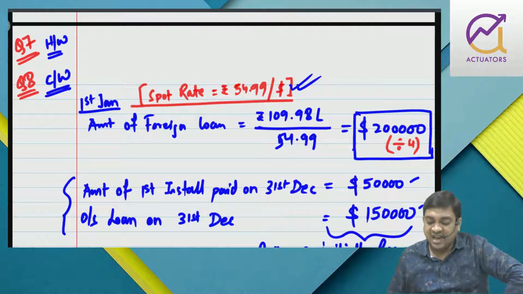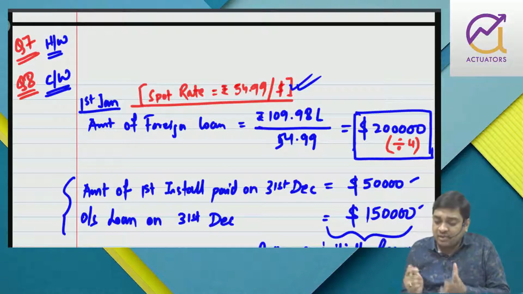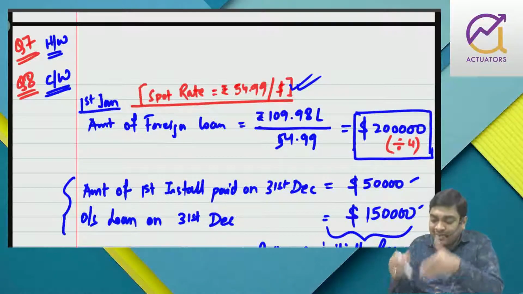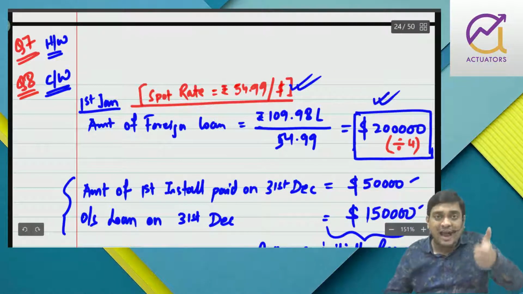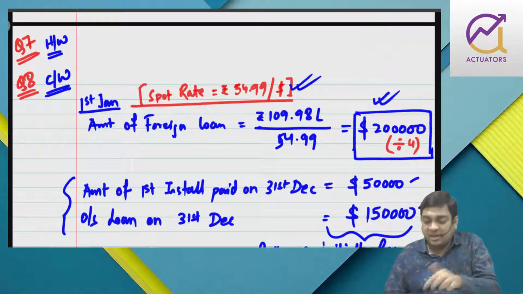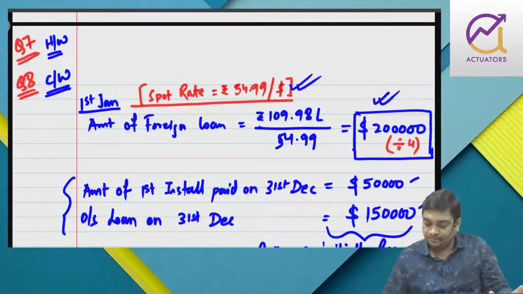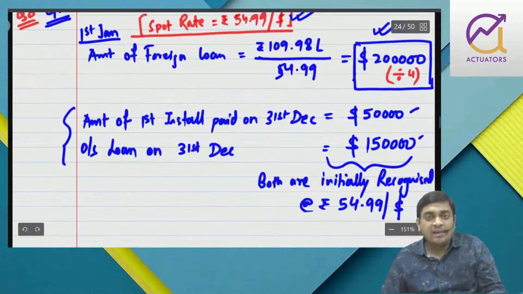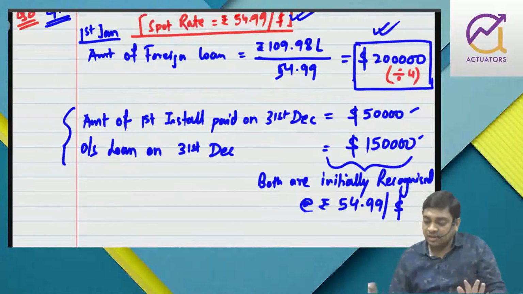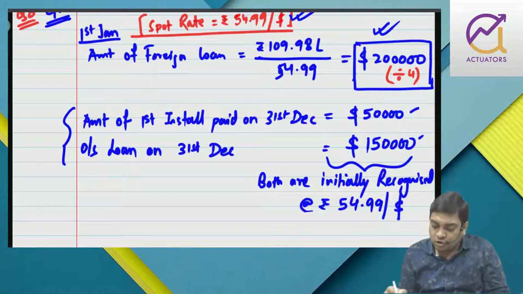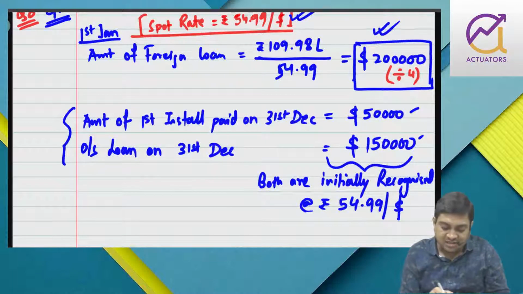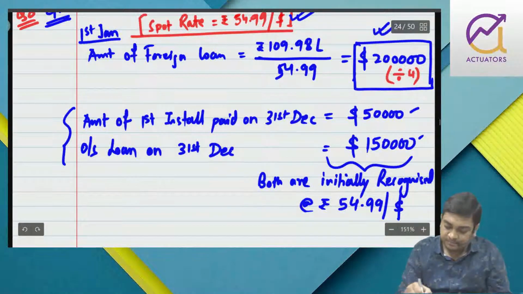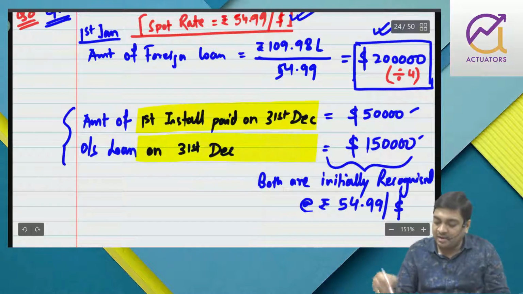You purchased a fixed asset for 109.98 lakhs. So that is the amount to be financed. So your foreign loan proceeds should be 109.98. So divide by the spot rate. It means if you take a loan of $2 lakh, convert into Indian rupee, you get this much loan. 4 equal annual installments, divide by 4, 50,000 per installment. So on 31st December you will pay the first installment, and the remaining will be reported on the balance sheet.